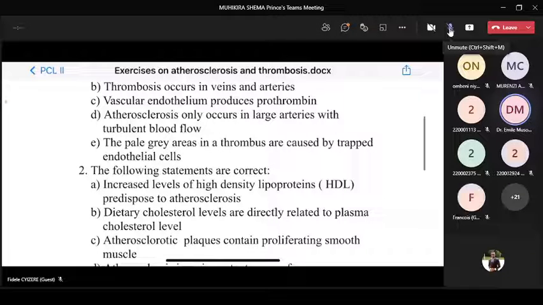Number D is false. Atherosclerosis occurs in arteries, so it is not specific to large or small arteries. It can occur in both large and small arteries, for example the coronary arteries.